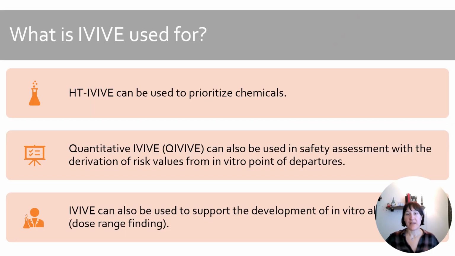So what is IVIVE used for? We can use high-throughput IVIVE to prioritize chemicals by estimating a human equivalent dose from in vitro high-throughput assays and by comparing with exposure predictions to develop margins of exposure, for example. Quantitative IVIVE can also be used in safety assessment with the derivation of risk values from in vitro points of departure. And IVIVE can be used to support the development of in vitro alternatives like dose range finding.